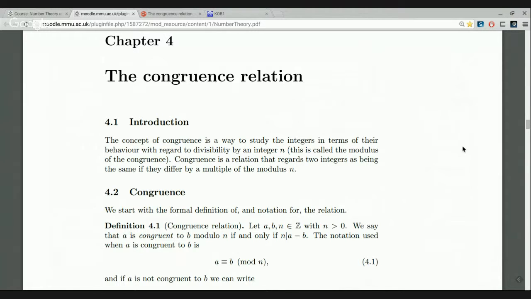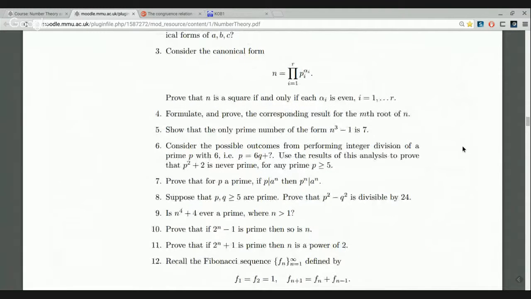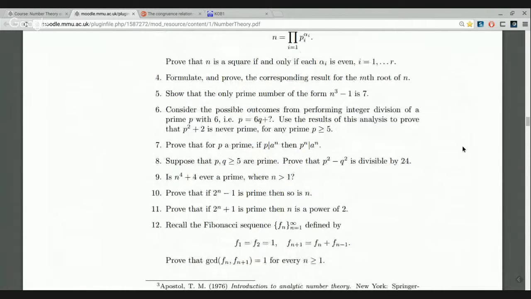now, to get a bit more of a theoretical motivation for it, I'll look back to one of these exercises at the end of chapter 3, which was that one, exercise 6. So exercise 6 was showing that if p greater than 5 is prime, then p squared plus 2 is not prime. Okay, that was this exercise.